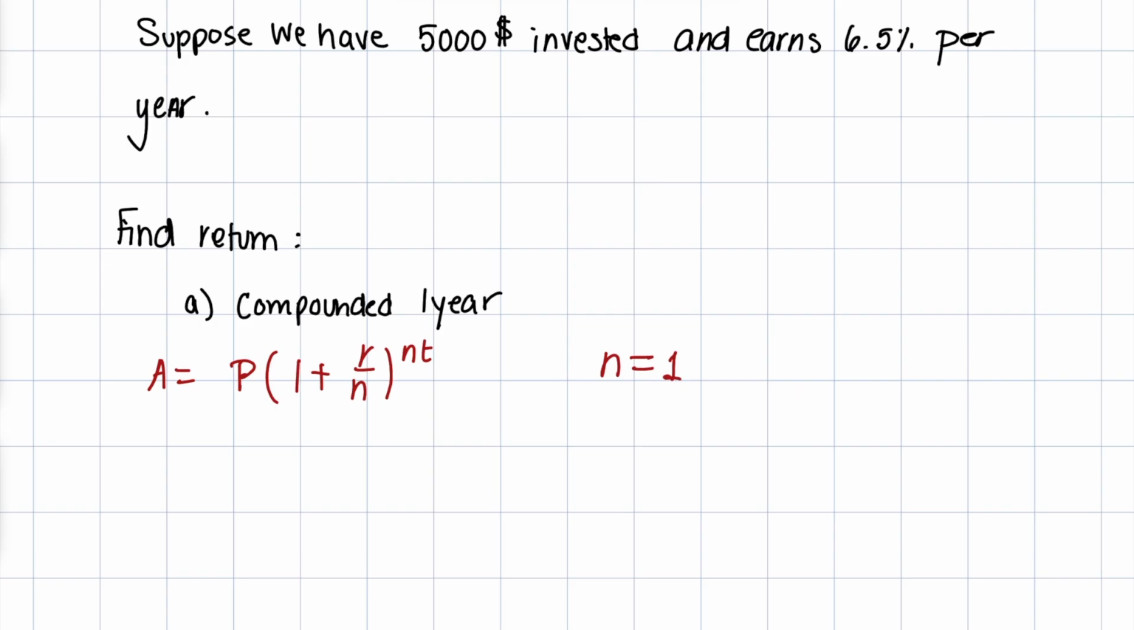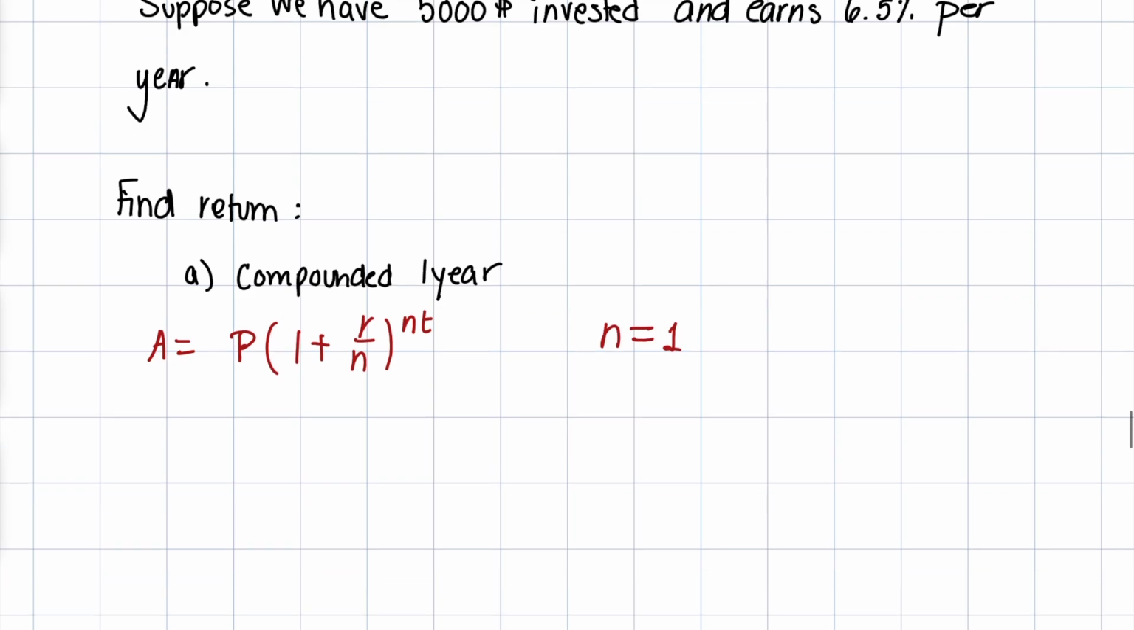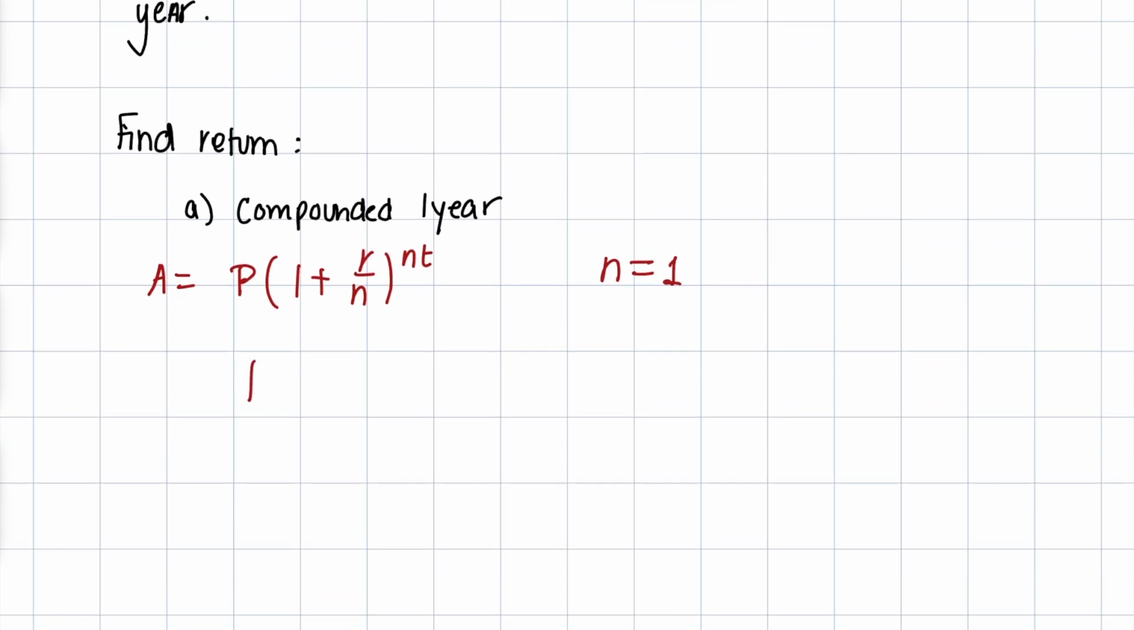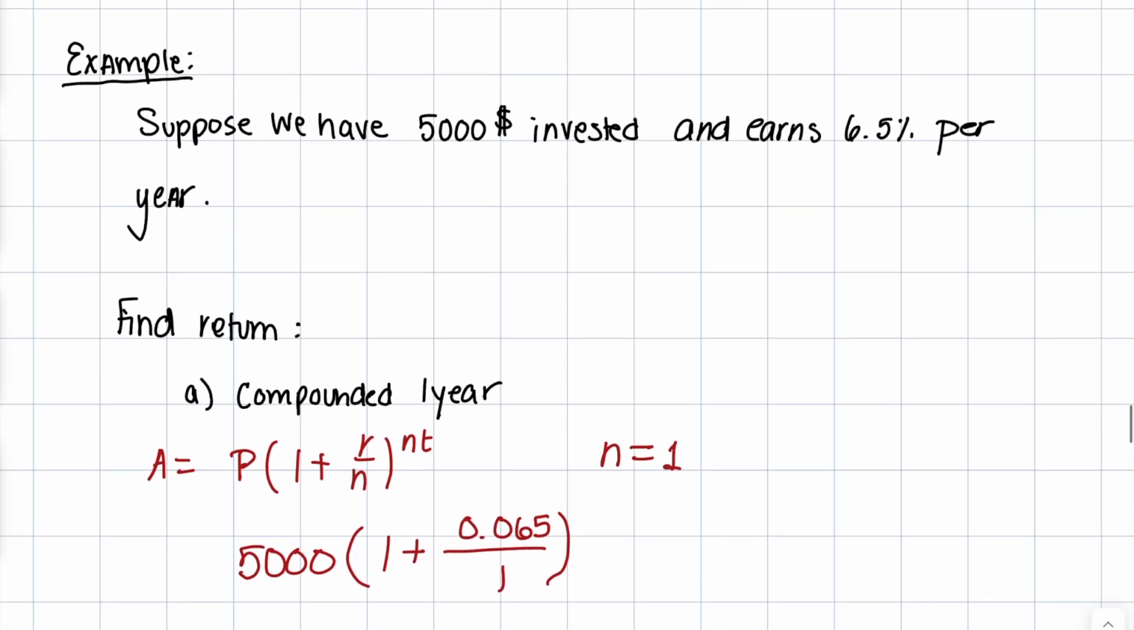Since n is the number of intervals, it's not necessarily dependent on time. It's dependent on how many times it's accumulated. So since it's compounded yearly, n equals 1. In 1 year, it's compounded once, right? So now we just plug it in. P is the principal, so that's 5,000 times 1 plus the rate, which is 0.065. Remember, we've got to move our decimal. Our n is going to be 1. And we need the time. We are going to invest 10 years.